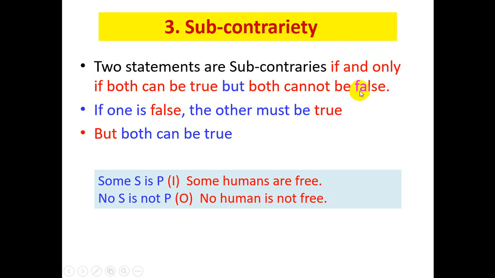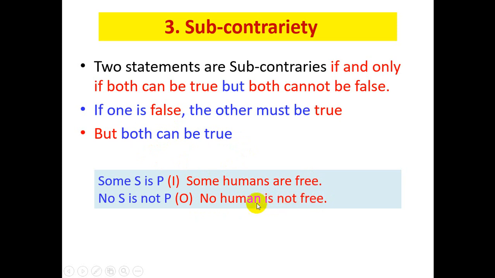When two statements are subcontraries, it means that both can be true, but both cannot be false. What does that mean? Some S is P, this is I. No S is not P. It means that both statements can be true: some humans are free and no human is not free. Both can be true here.